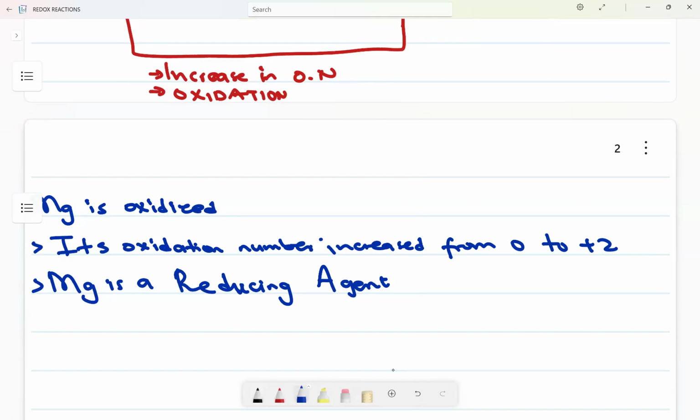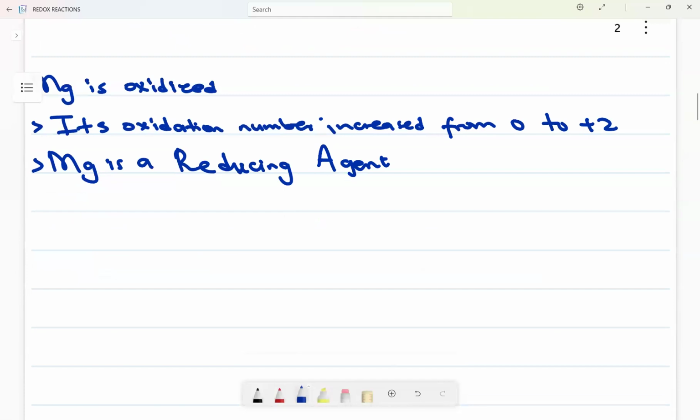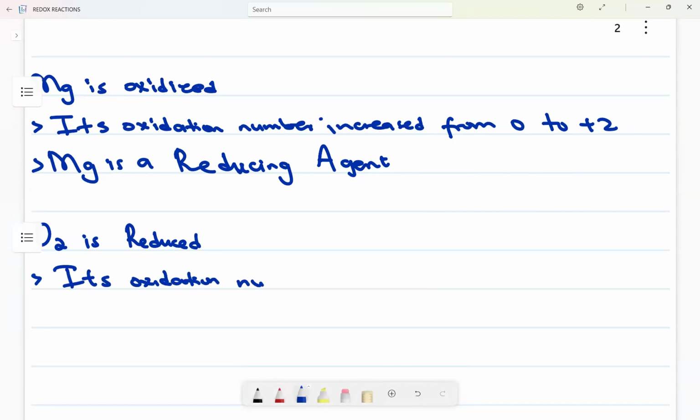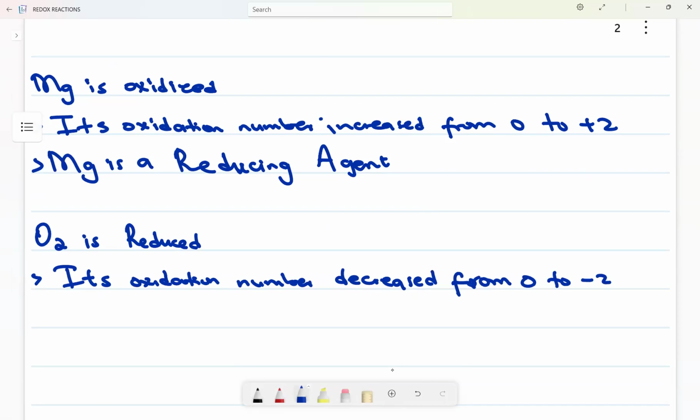And then, when we look at O2, we're going to say O2 is reduced. How do we know that? Its oxidation number decreased from 0 to minus 2. Therefore, O2 is a what? If you are reduced, you are what kind of agent? Oxidizing agent.